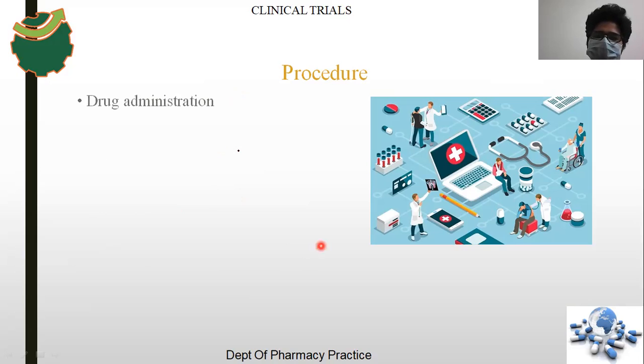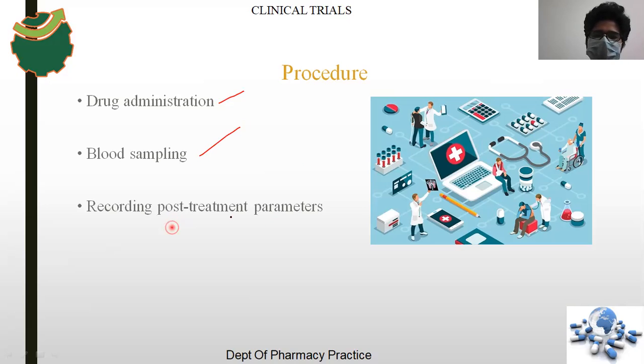Next, drug administration means after taking all the basic parameters, you are going to administer the drug to the patient. Next, you are going to collect the blood samples of the patient. Next, record the post-treatment parameters. Here you are going to record how it is. Is there any change in the creatinine clearance or renal excretion? Suppose the patient's creatinine clearance is 1.5, and after giving a drug it was 1.8, right?